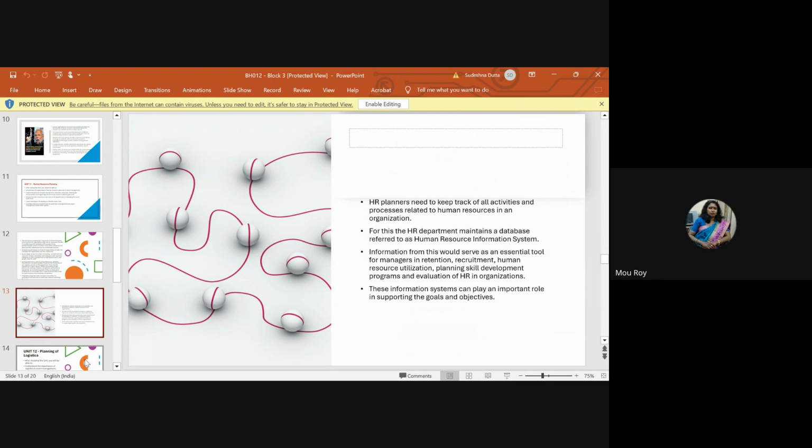Okay. So information from this would serve as an essential tool for the managers in retention, the recruitment process, human resource utilization, planning, skill development programs, and evaluation of HR in the organization. See, a lot of software is coming in the market, so you have to train them and keep them updated. That is very much necessary. And to keep them updated means you have to give them proper training. So this information system can play an important role in supporting the goals and objectives.